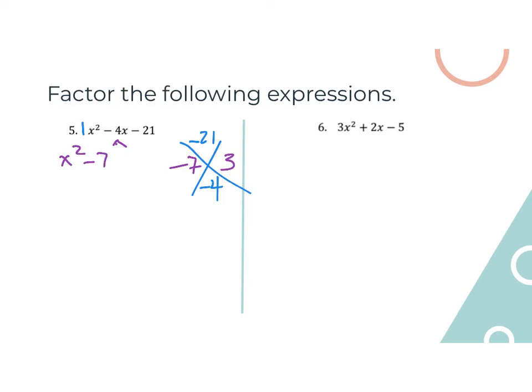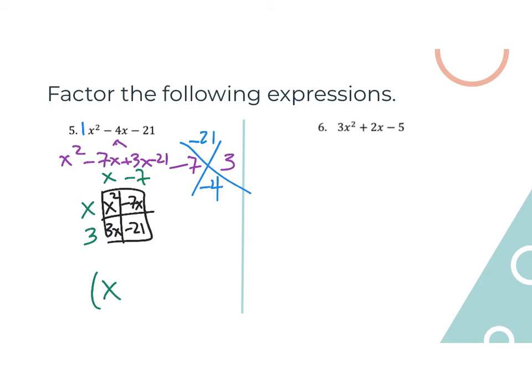So that's what my negative 4x gets split into in the middle. x squared minus 7x plus 3x minus 21. Then I throw those things in the box. I always make my box kind of small. Hopefully you made your box with enough room. 3x, negative 21. And find those GCFs. When I look for the GCFs, the GCF of the first row is going to be an x. The GCF of the second row is going to be a 3. The GCF of the first column is also an x, and the GCF of the second column is a negative 7. So my factors that I end up with here are x plus 3 and x minus 7.